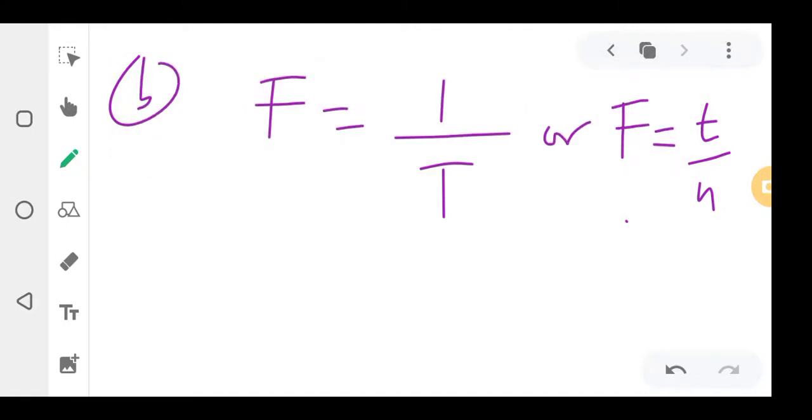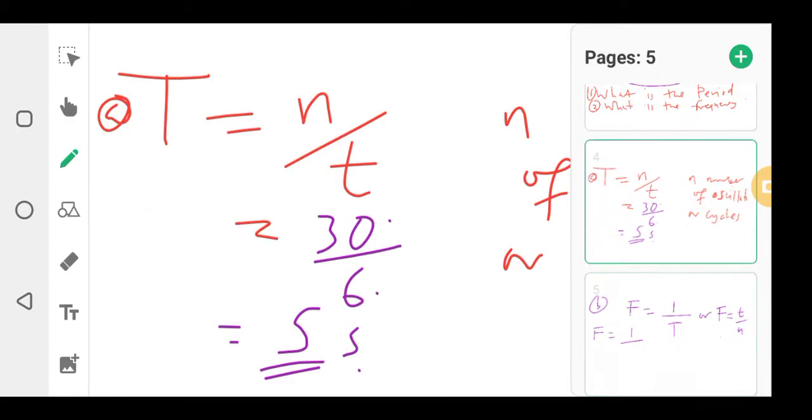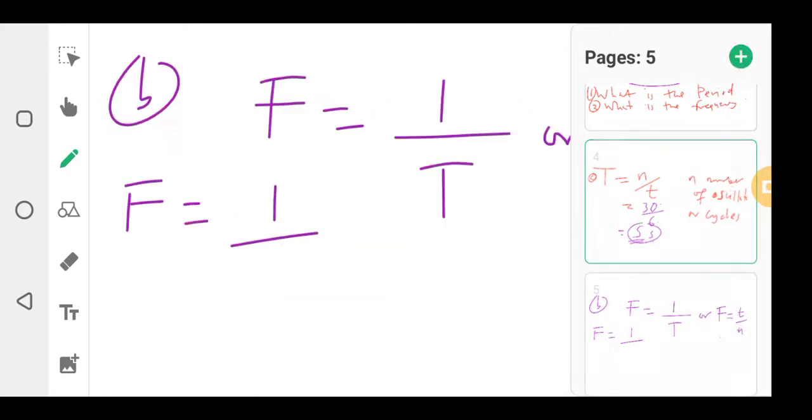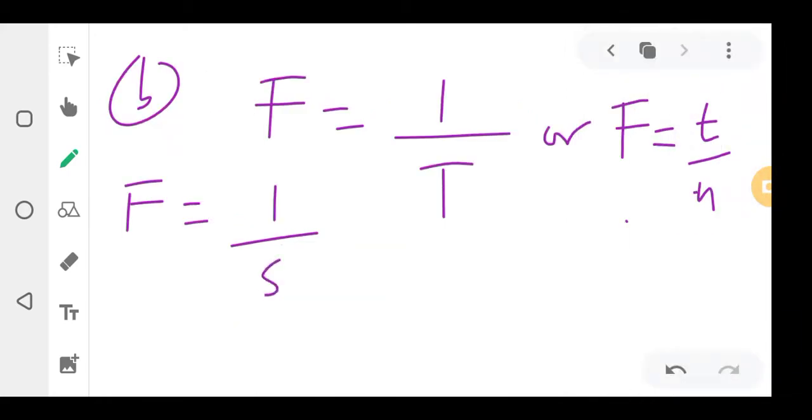You see that we can get the same answer. So frequency is equal to 1 over the periodic time we got. The periodic time we got was 5. What is 1 divided by 5? It is 0.2. So 0.2 Hz, because it's frequency. So if I use this formula, I'll get this.